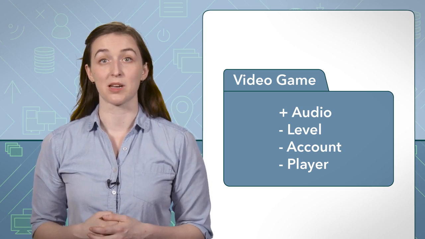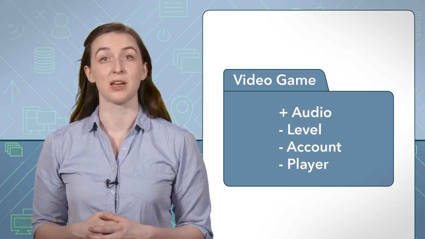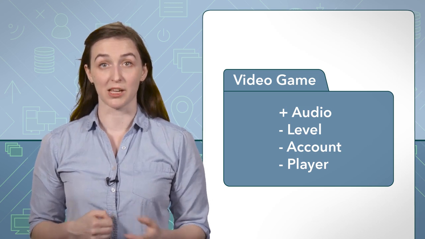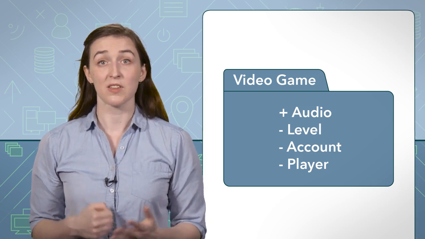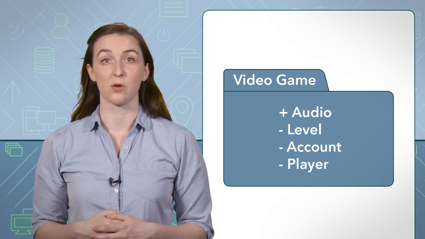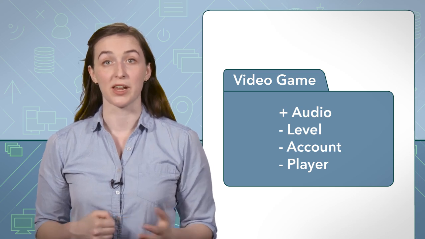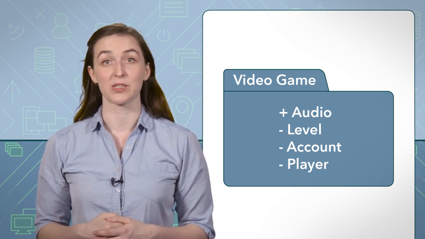Certain elements can be marked as public or private based on the plus and minus signs in front of their names. Public elements are accessible outside of the package by their fully qualified names. In this example, only the audio of the video game is available outside of it. You cannot access levels, accounts, and players outside the package.